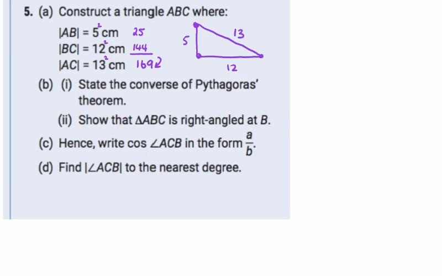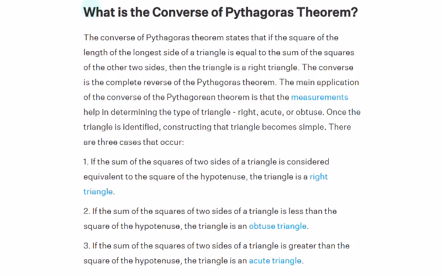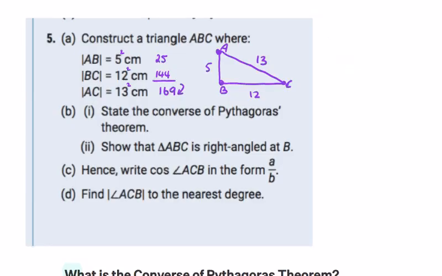And if we label it properly now, the diagonal is AC, BC is 12, and AB is 5. And the converse of Pythagoras' theorem I'm going to put up now for you to learn. So this is it. Pause the video, read it off, and I'll test you in class tomorrow.